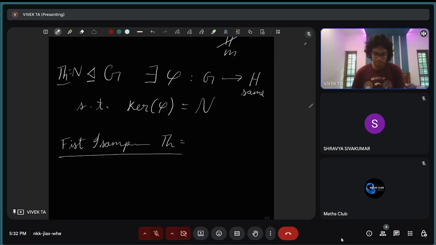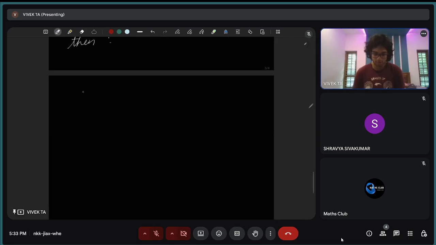The first isomorphism theorem essentially says, if phi from G to H is a group homomorphism, then that's it. This is all that we require. Then, the first part of the theorem: the kernel of phi is normal in G, which we proved. So we have proved this part.